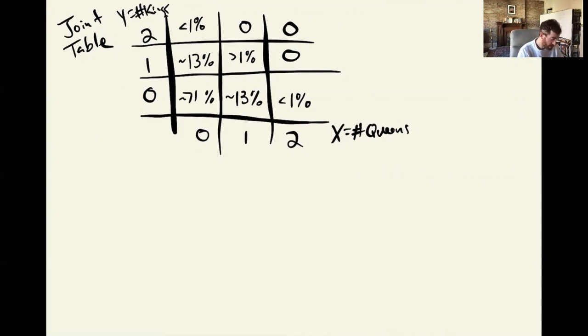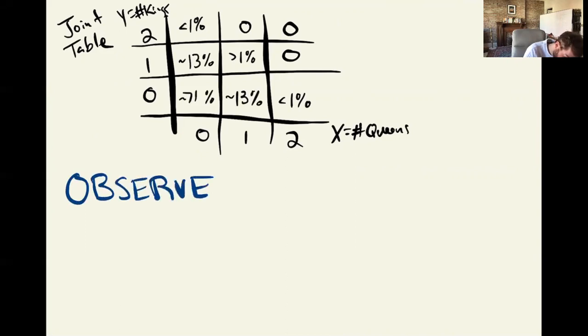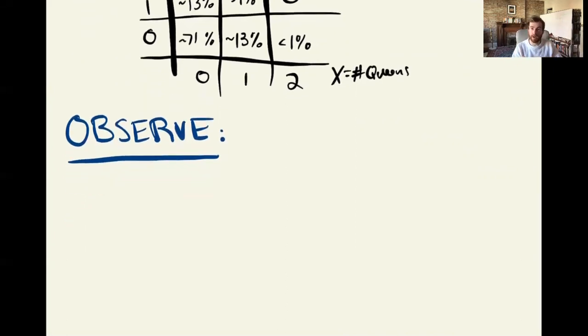All right, so I want to observe a couple of things. Here are some important properties to observe. The first property is that this joint probability mass function is itself a probability mass function, but where my outcome space naturally splits as a product of the 2 possible values, the number of kings and the number of queens, respectively.